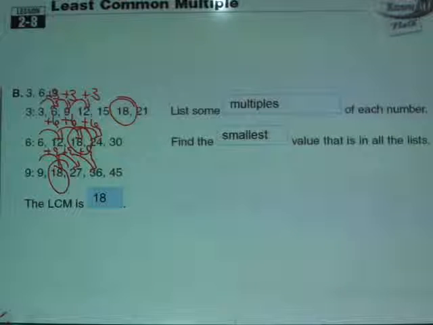As a matter of fact, that number would be 36. That's just a common multiple though. Remember, we're finding the least common multiple, the smallest one that's on all of the lists. And that's why 18 is the answer.